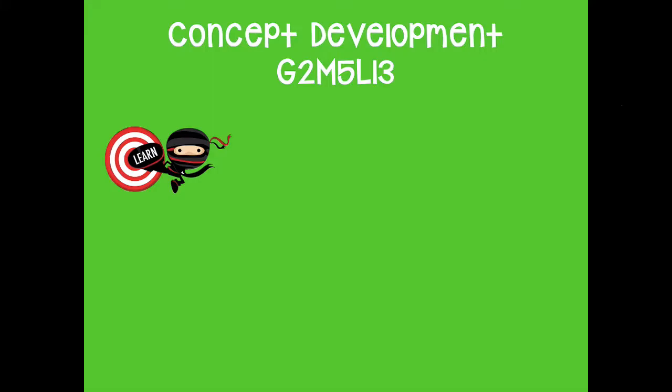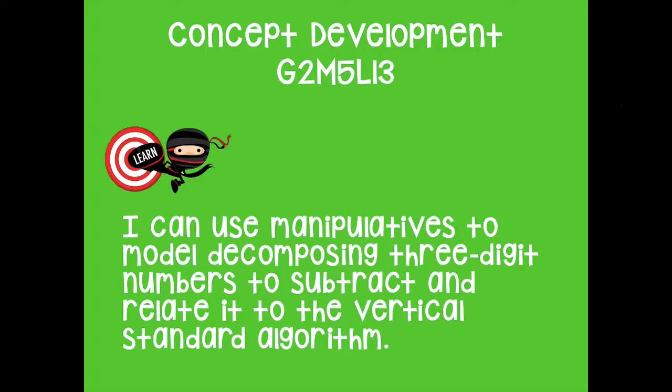For our lesson today, we're going to switch and we're going to start working with subtraction. So our learning goal for today says, I can use manipulatives to model decomposing three-digit numbers to subtract and relate it to the vertical standard algorithm, so the vertical form. So all that means, friends, is we're going to be working with three-digit numbers to subtract. We're going to be using our place value chart and place value disks, and we're going to relate that work in our place value chart to the vertical form.